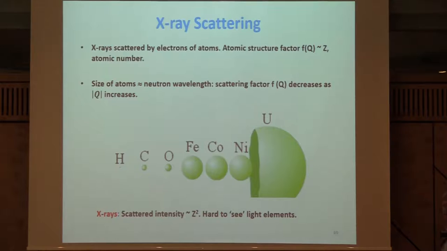I've put a couple of slides back in which I'd taken out, just to address this question about scattering of X-rays and neutrons. With X-rays, obviously, they are scattered by the electrons, and the atomic structure factor is proportional to Z. So the scattering amplitude is proportional to Z, and the cross section is proportional to Z squared.